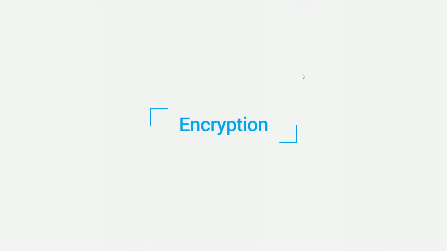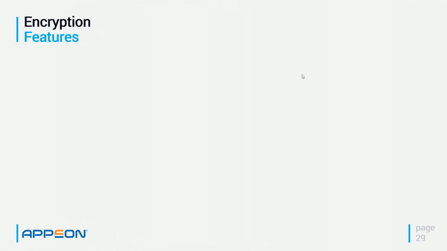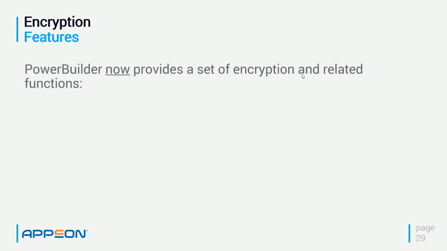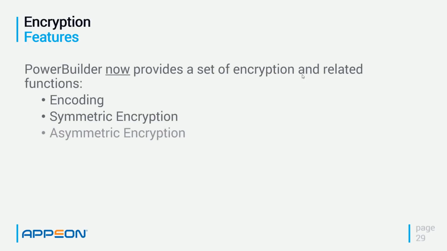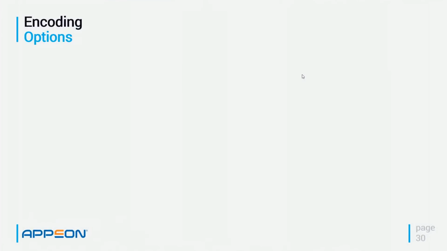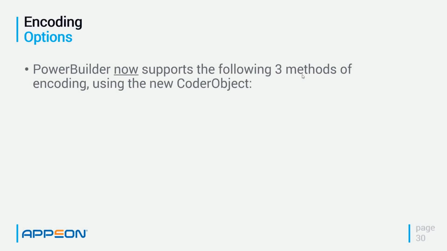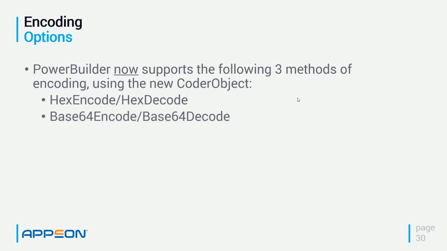So next item is encryption. Now encryption is a rather broad term that actually includes more than just encryption. It actually includes encoding. Then we've got the symmetric and asymmetric encryption. We also have asymmetric signing and hashing. Okay, so encoding, there's actually 3 different encoding methods that are supported. Hex, both encode and decode. Base64 encode and decode, and then there's URL encode and decode.